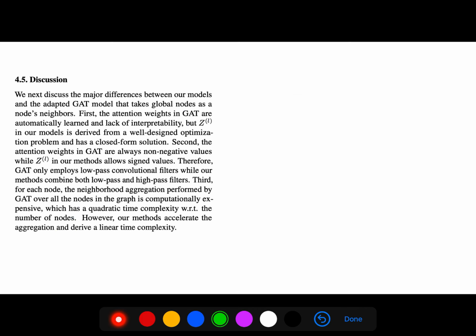We next discuss the major differences between our models and the adapted GAT model that takes global nodes as neighbors. First, the attention weights are automatically learned and lack interpretability, but the Z in our model is derived from a well-designed optimization problem and has a closed form solution. Second, the attention weights are always non-negative values. Therefore, GAT only employs low-pass convolutional filters, while our methods combine both low-pass and high-pass filters.